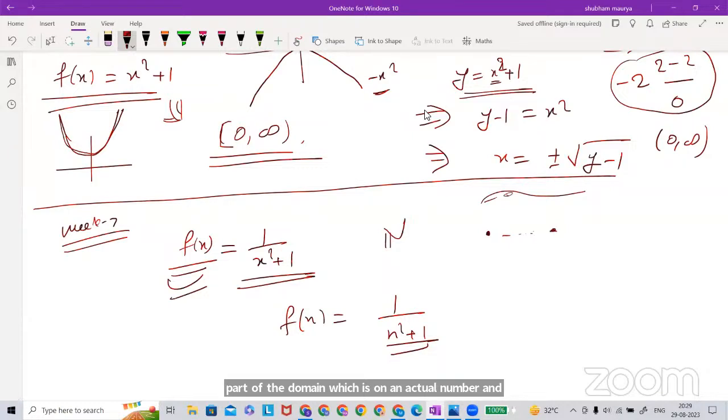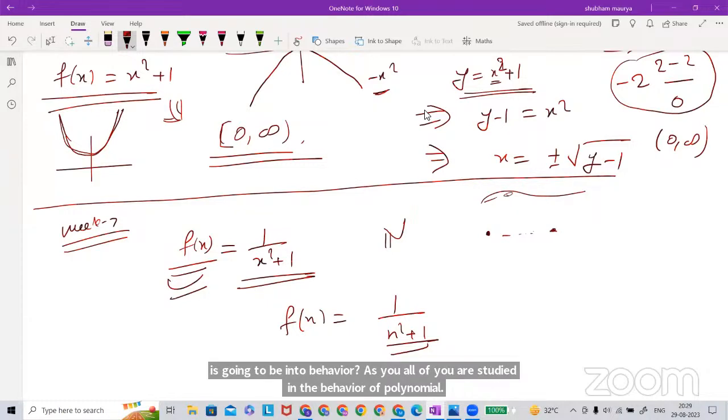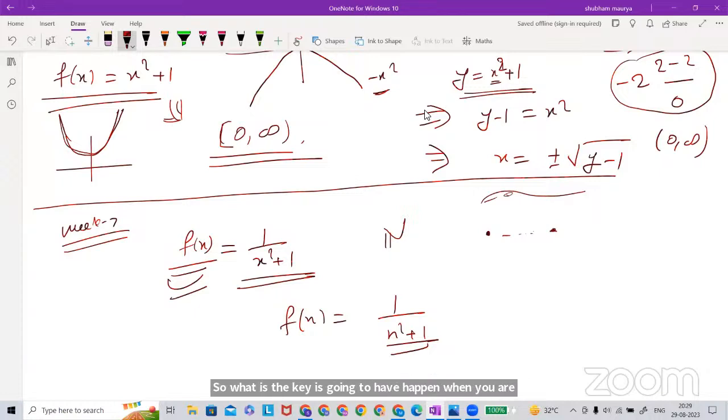Now, once you have the sequences, we will focus on the case where the input is a very large number. What is the behavior, as you studied for polynomials? What will happen when you give a very large number as an input? In polynomials you studied only smooth functions, but here we are going to study any kind of function, either trigonometric or rational or any other.